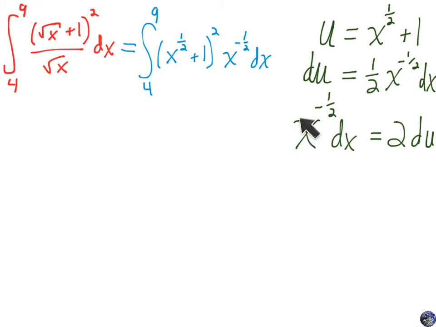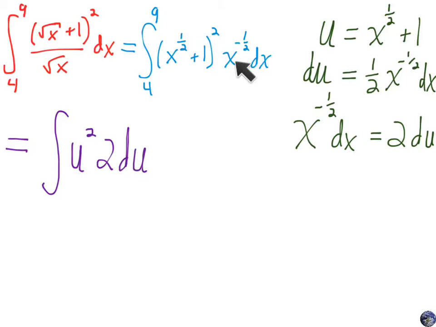All right, well, now let's just go ahead and substitute this in. So instead of x's, we're all going to have it in terms of u's. So this is going to be the integral of u squared, because this right here is the u. So u squared. This right here, the x to the negative 1/2 dx, that's just 2 du. So notice this part became this part. Well, what do I do with this 2? It's just a coefficient, so I can pull it outside the integral. So I'm just going to go ahead and do that.